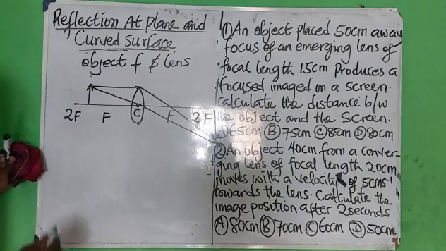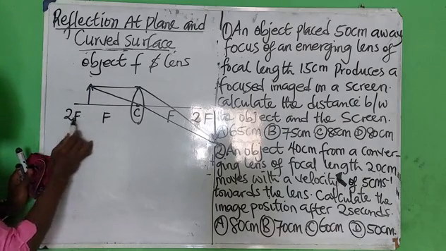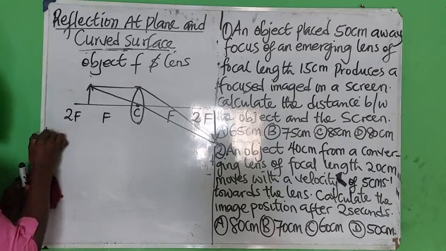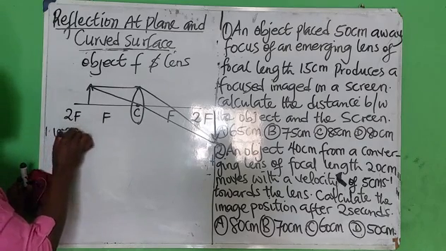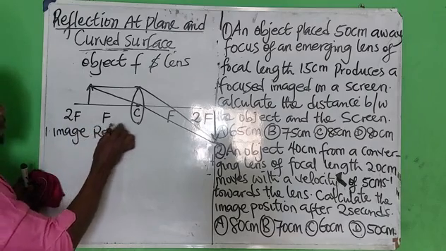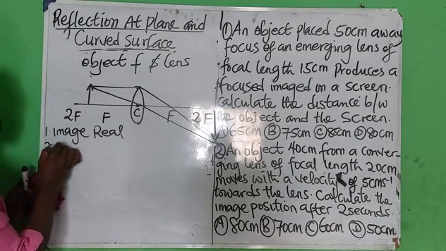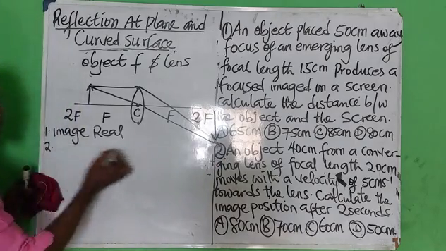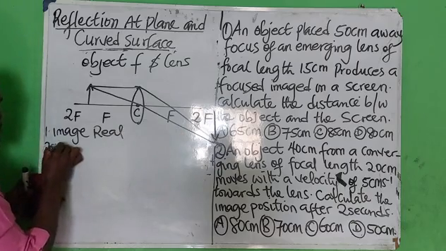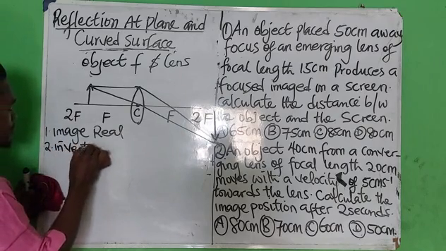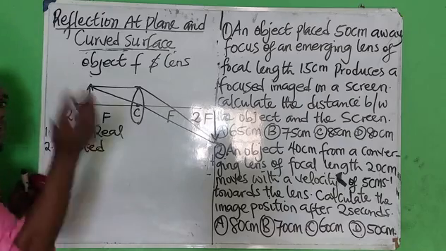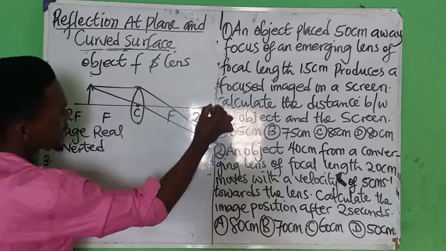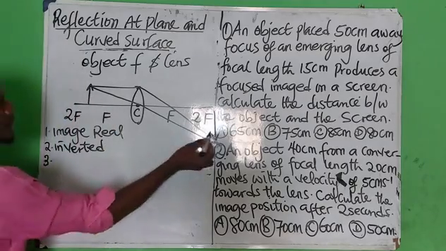So, you see, when an object is found between 2f and f, what will you observe? You observe that, one, the image is definitely real; two, it's inverted, upside down. Three, what will you observe? It is larger than the object itself. Look at it now. It is larger.